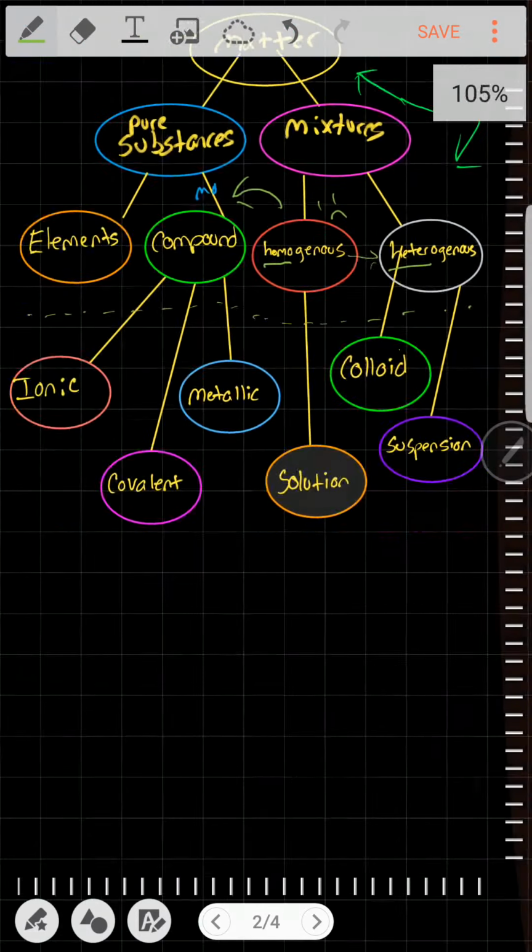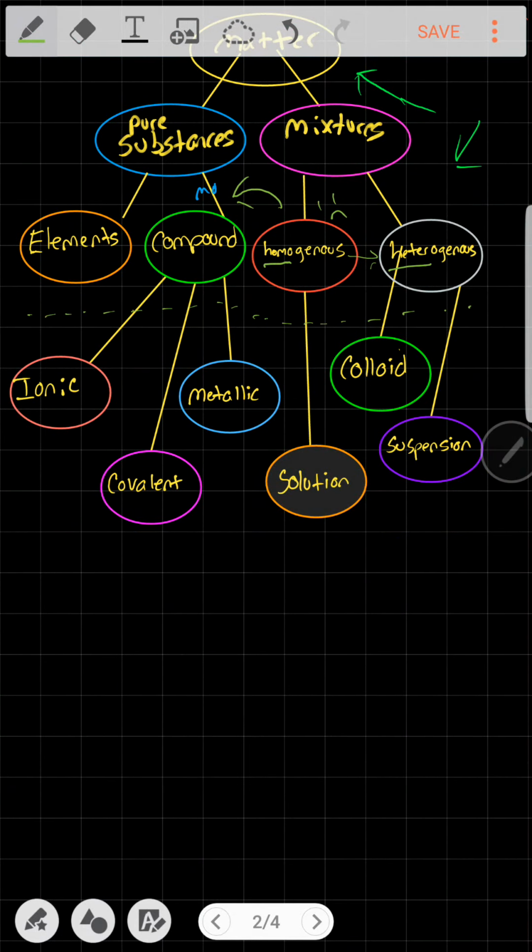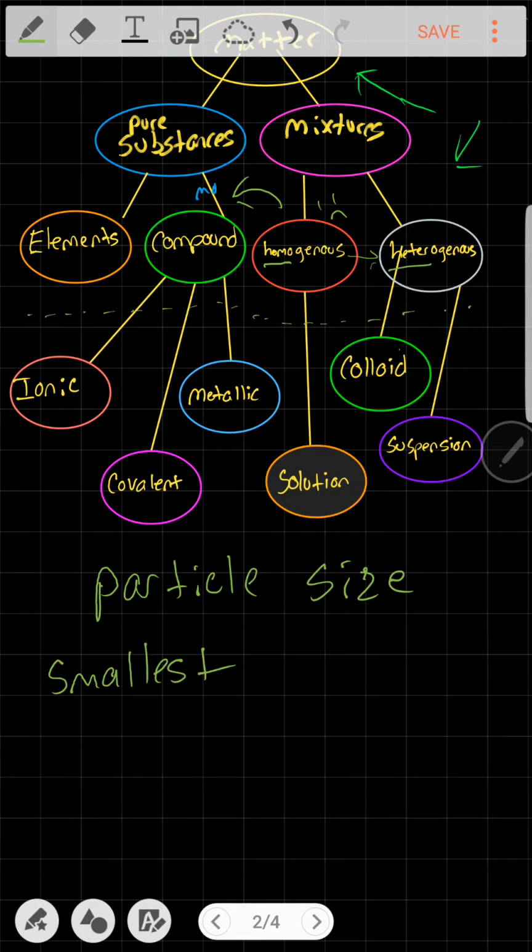So the second part of that is then the heterogeneous mixture. And there are two types of heterogeneous mixtures, and that is going to be a colloid and a suspension. I want you to think of it as particle size, okay? Think of it like a particle size spectrum, where when particles are the smallest mixing together, roughly on the nanometer scale, that's going to be a solution.